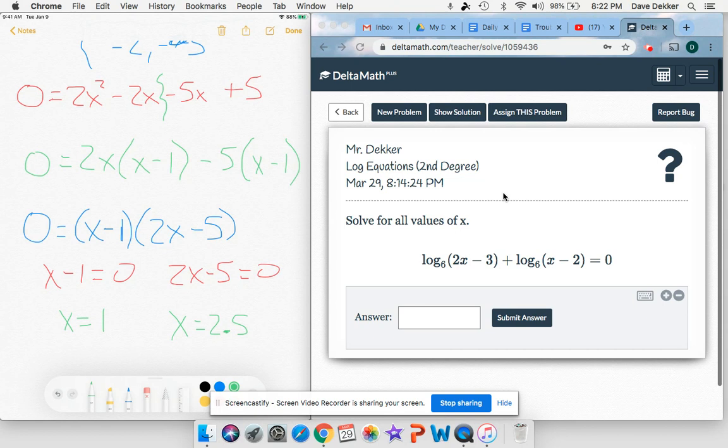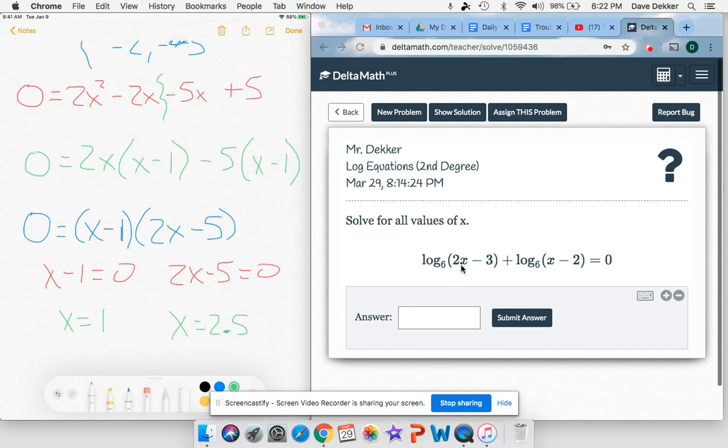The other thing that could cause some issues here is for these answers of 1 and 2.5, we need to realize that the log equation will only work if we end up with something that's positive in these things. So if I plug my answer of 1 in there, 2 times 1 is 2, 2 minus 3 is negative 1, I get a negative 1 in there. I can't take a log of a negative number. And if I plugged it in over here, I get a negative 1 there. I can't take a log of a negative number. So 1 is kind of an extra answer here. We actually are not going to use it.